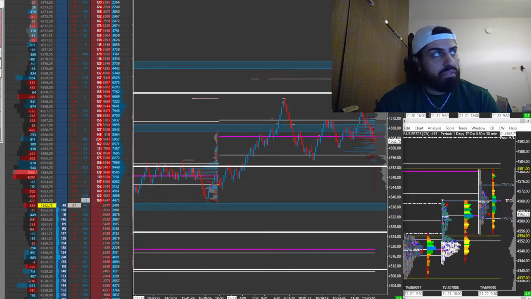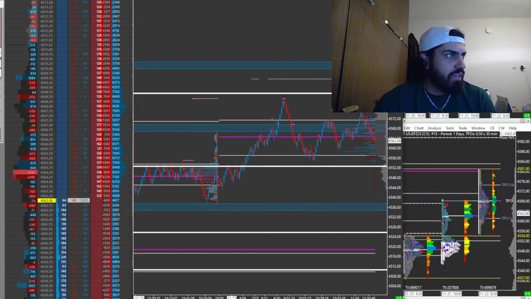What monitor size am I using? I don't know, 27 inches maybe.